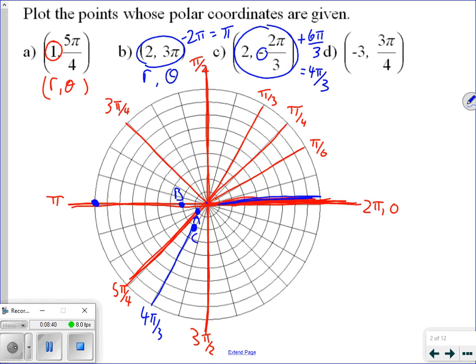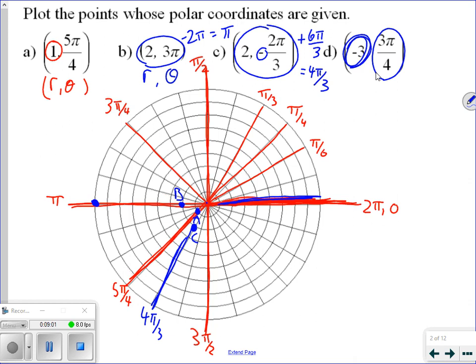All right, let's try one more point. So we got negative 3, 3 pi over 4, which is the same radian that I was just at. So we're traveling all the way to 3 pi over 4. This is the blue line that I just highlighted right here. But notice the radius is negative, okay?